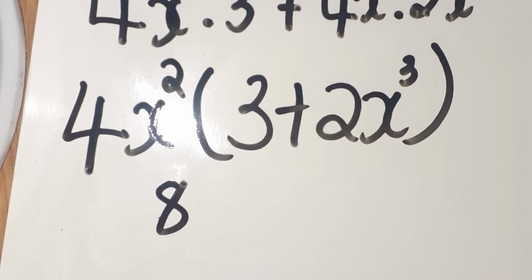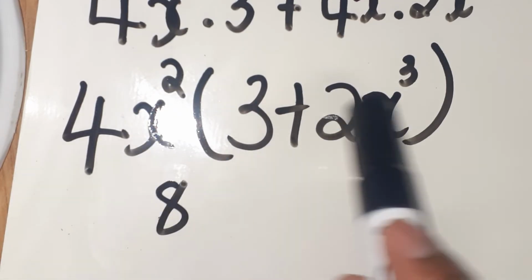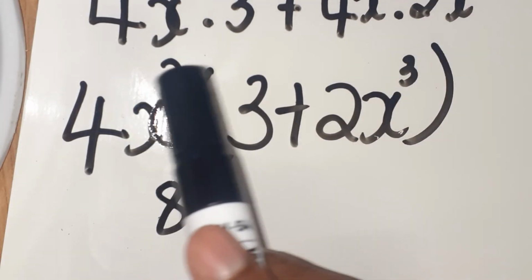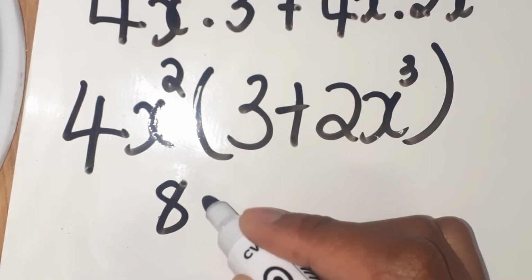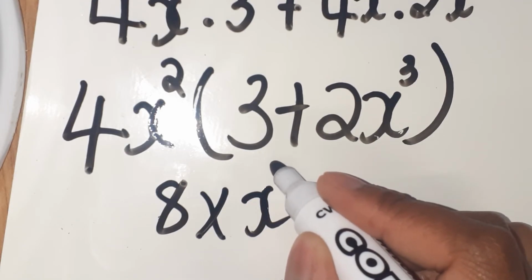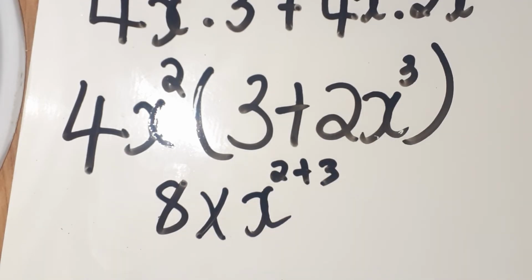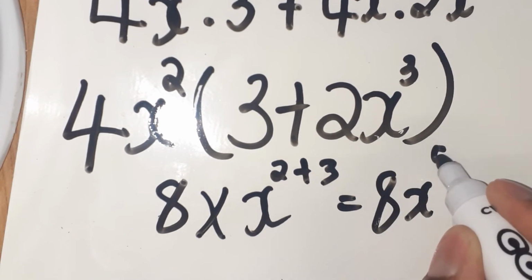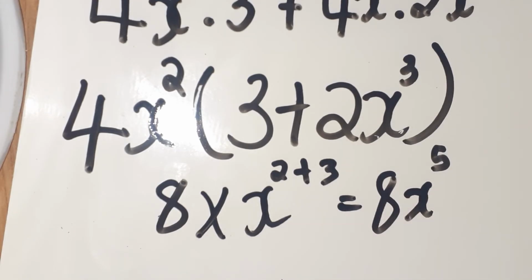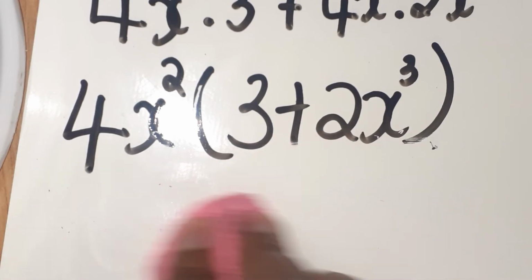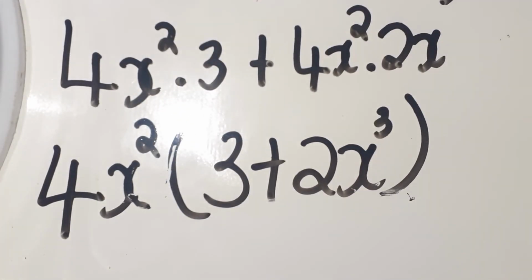The law says when the bases are the same and you have a multiplication sign, which these brackets are making them do, you add your exponents. So that will be 8 times x to the power 2 plus 3, so that will be equal to 8x to the power 5. That is your answer then. So here we have factorized this sum. Let's do another example.